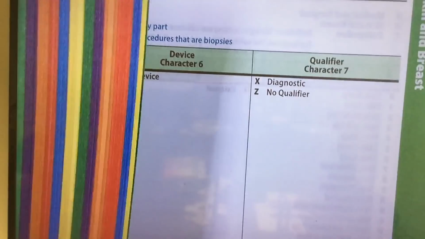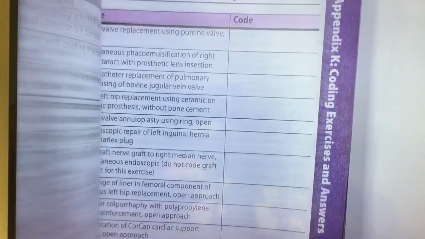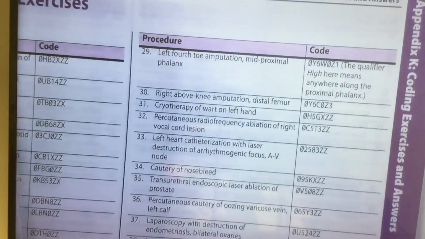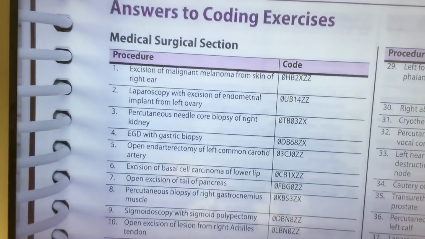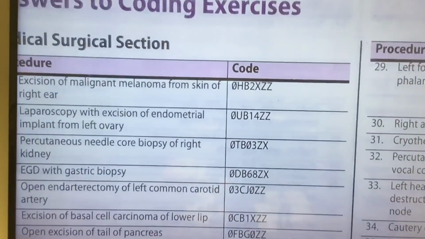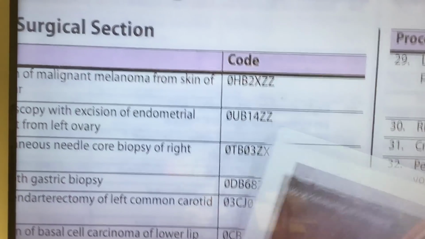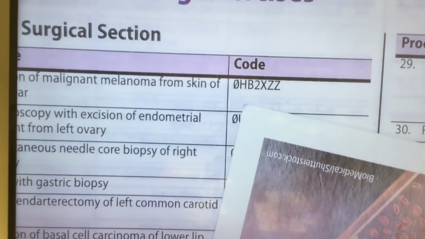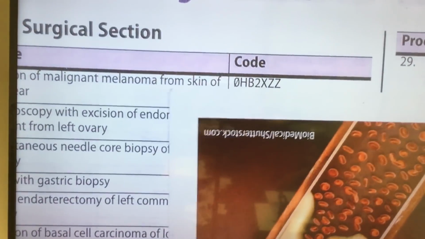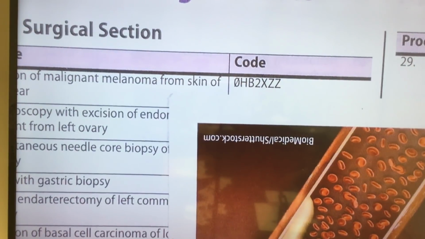Okay, here's the $1 million moment. Was my code correct for question number 1? Yay, me! Let me zoom in. Yay, I was correct. 0HB2XZZ. These are not number 2s, guys. These are Z's. If you write it as a 2, it's wrong. It has to be a ZZ.